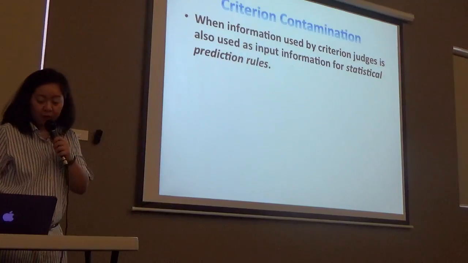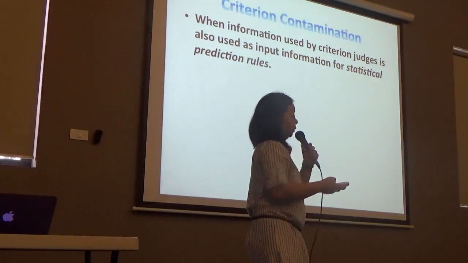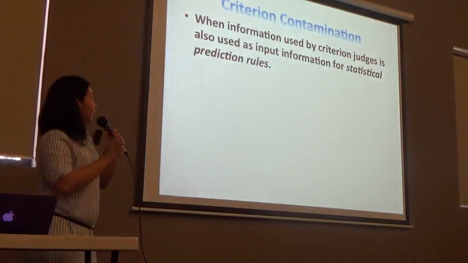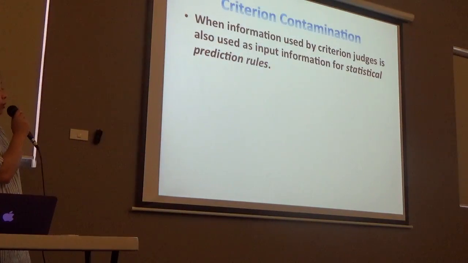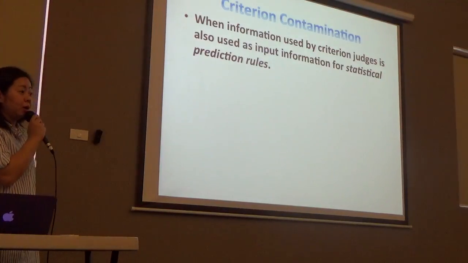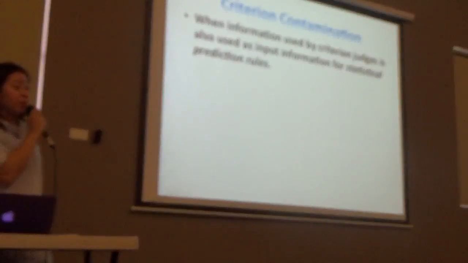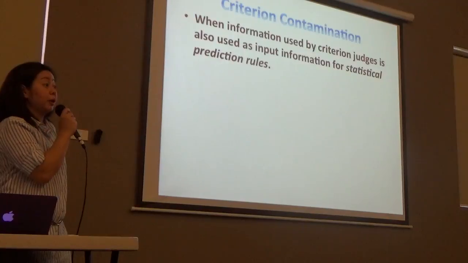We'll just go back a bit to criterion contamination. So define: when information used by criterion judges, for example, you have your teachers as your criterion judges, is also used as input information for deriving the statistical prediction rules.